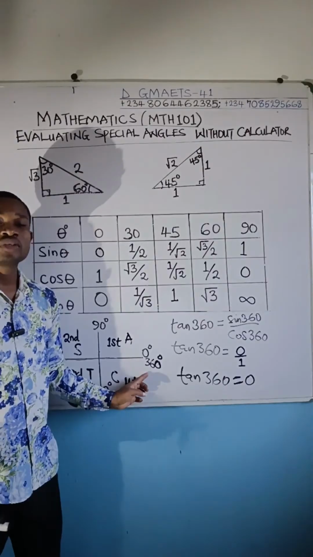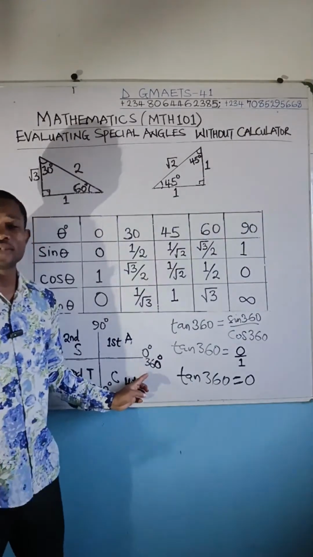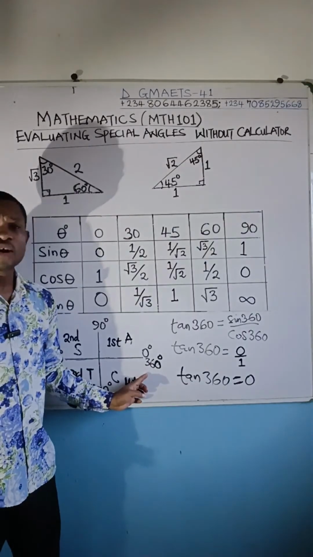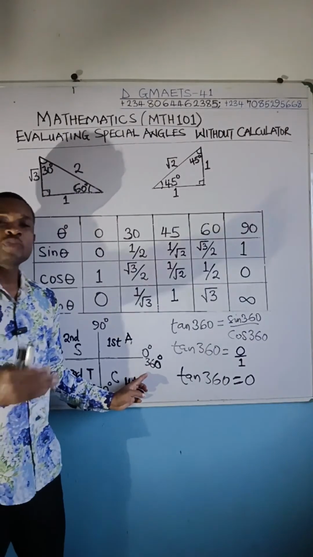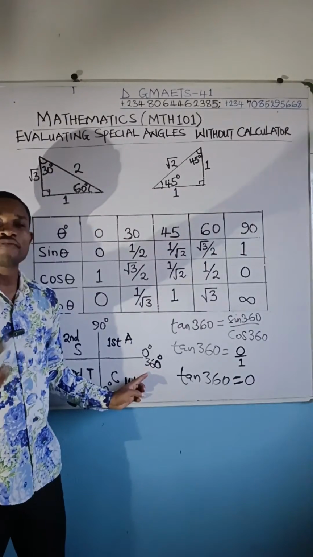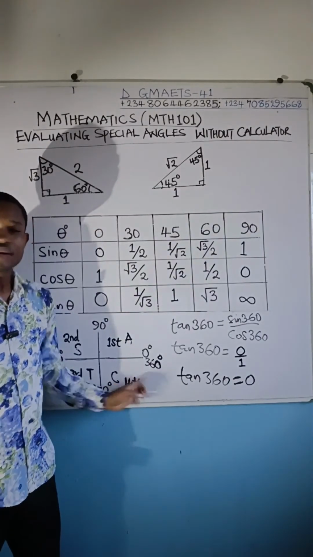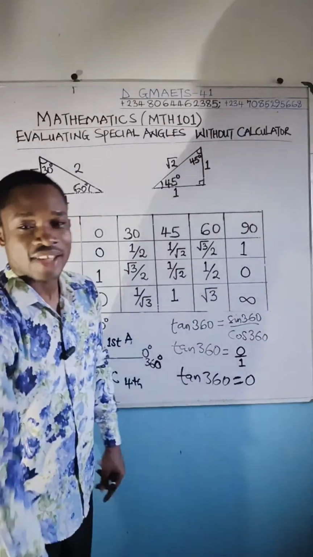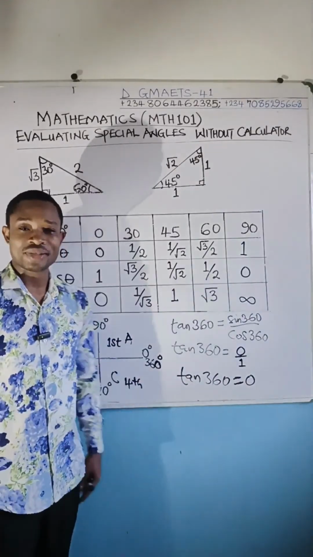If you add 15 to 390, what would you get? Because that will now generate the next special angle again. That should be 405 degrees. To generate the next special angle, you add 15 to that 405 degrees, you get 420 degrees. Let us evaluate sine, cos, and tan of 420 degrees. It is a special angle. Let's see how we do that.